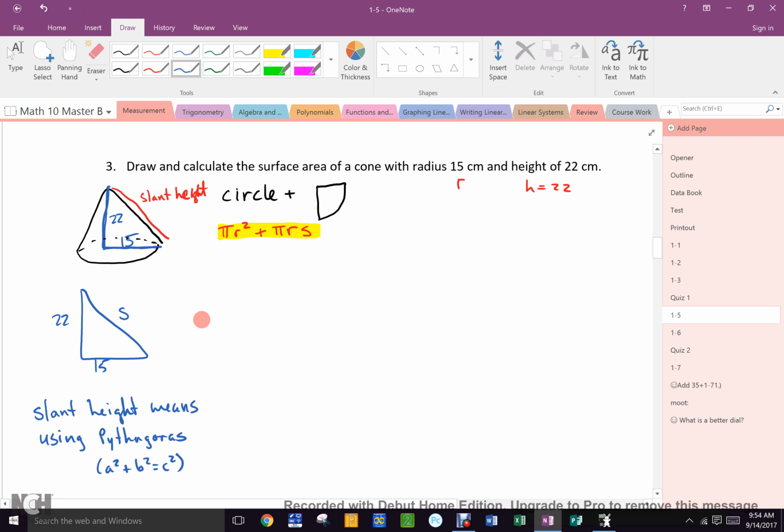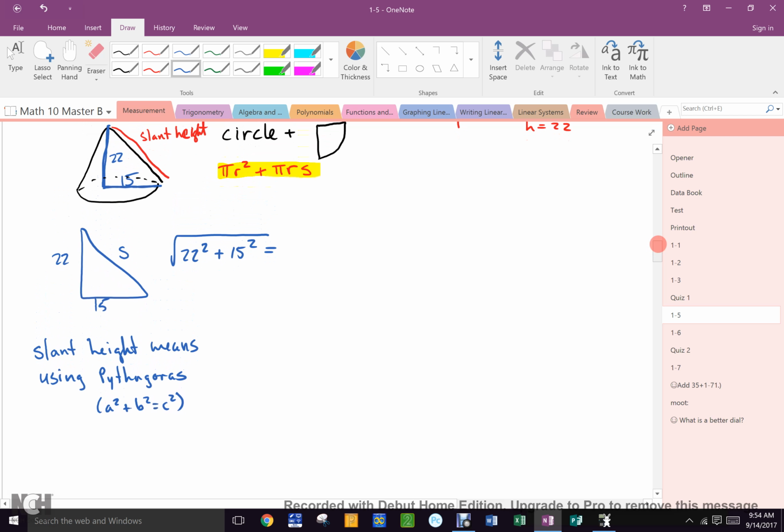So how do we do it? 22 squared plus 15 squared, and then we square root the answer. And that will give me my slant height. Once I have my slant height, can I do this question? Yes, I can. We're going to move on. You're going to come back and do it in a minute. Okay? I'll let you get what we have written down there, down. And then you're going to come back and do that in a minute.